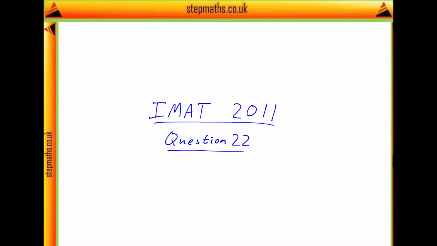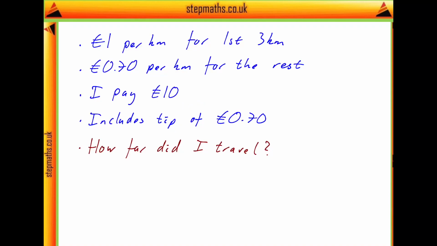This is question 22 from the 2011 IMAT. So in this question, we're basically looking at taxi fares. They are in euros because this is the IMAT, so it's a European test. So our fare is €1 per kilometre for the first 3 kilometres, and then 70 cents.